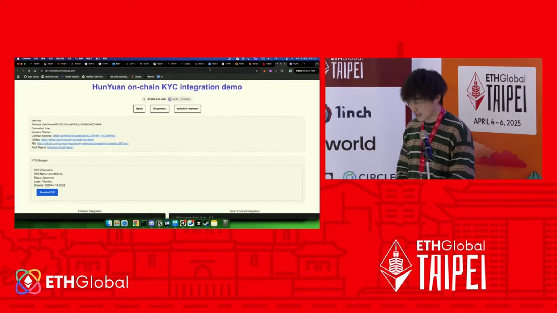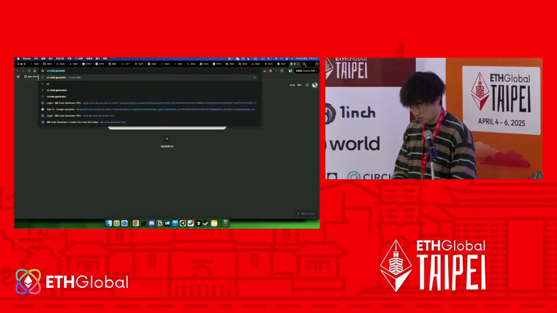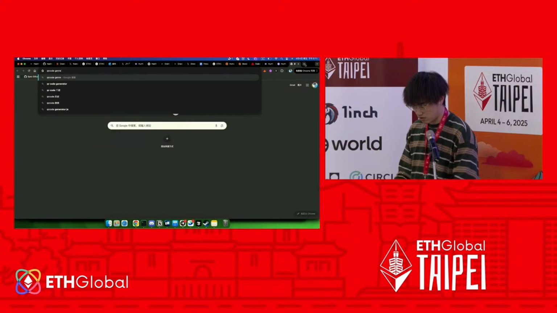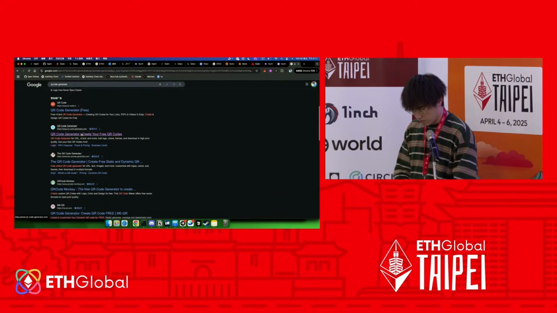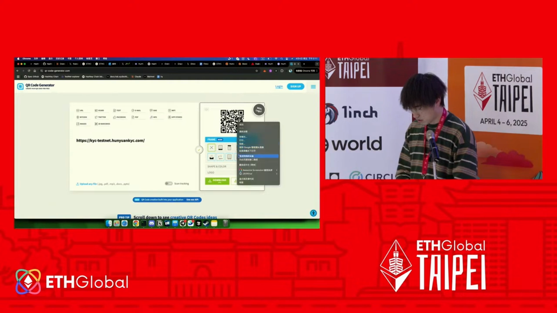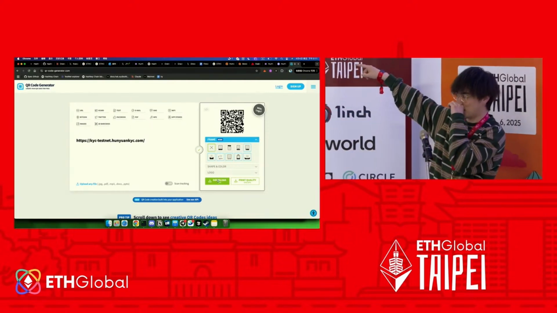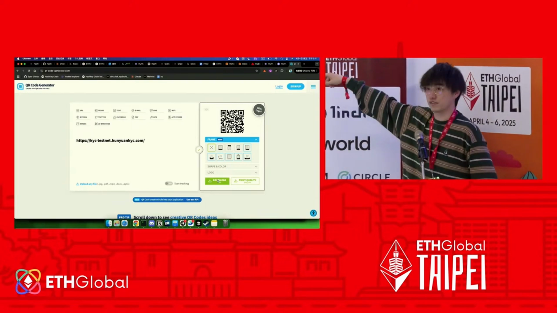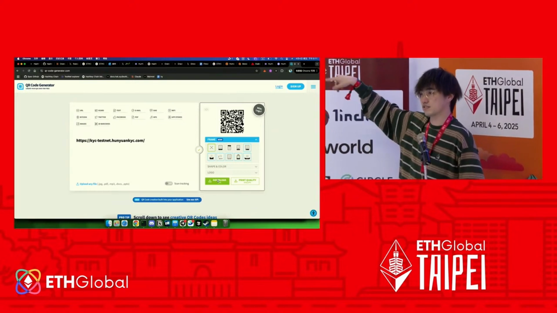Someone just asked me about the QR code. It should be here. Just remember, here are the KYC tools of the testnet. If you want to build a compliance app using KYC, just use it.